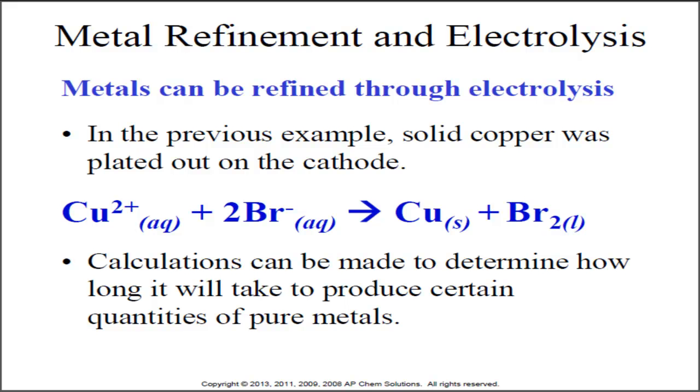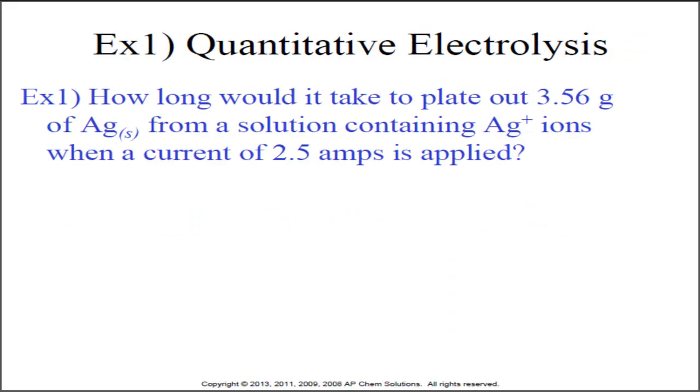Now we can also use our quantitative analysis to solve problems like this, where we can determine how long, we can determine times, we can determine quantities, we can use stoichiometry to calculate volumes in a metal refinement process. So a typical problem might look like this. How long would it take to plate out 3.56 grams of silver from a solution that contains silver ions when a current of 2.5 amps is applied?